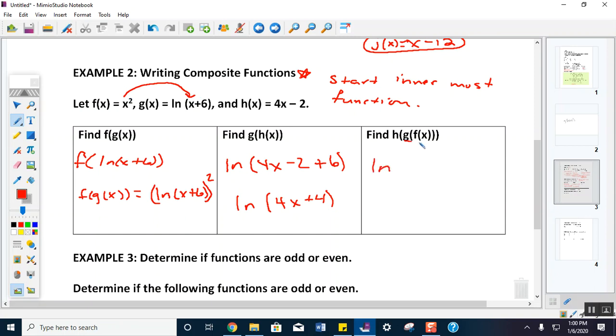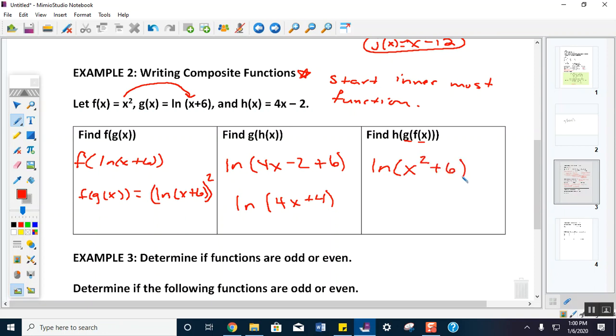By these two. We're plugging f into g. So x plus 6 will become what? The natural log of x squared plus 6. I think I got it. Show us the answer. All right, first things first.